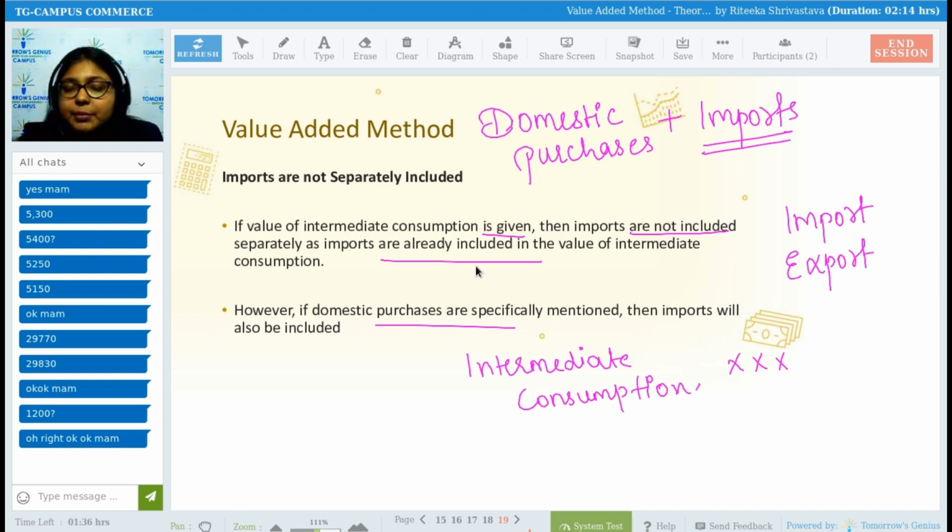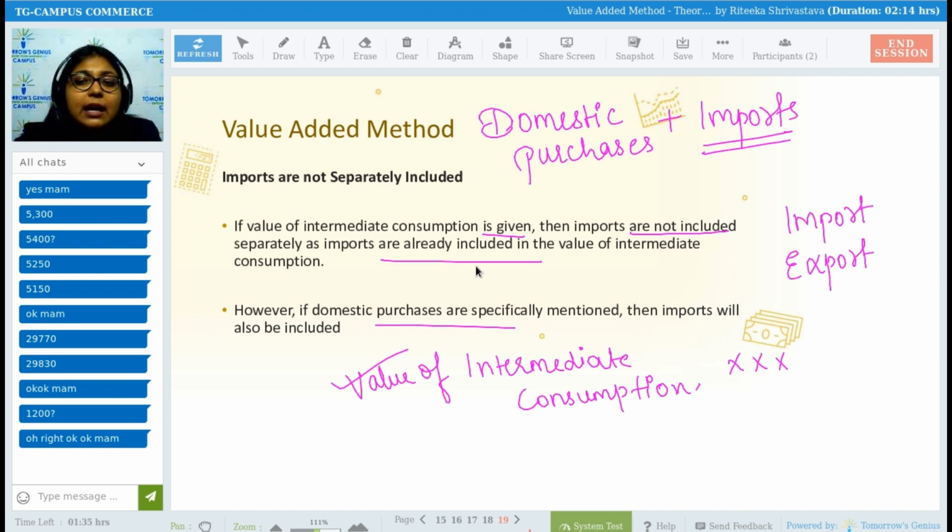If only intermediate consumption is given directly, take that value as it is. But if domestic purchases is given in the question, then you will have to add imports, because while calculating national income, we include both domestic purchases and purchases made from foreign countries. That is the reason if domestic purchases is given, you have to add imports. But if the value of intermediate consumption is given directly, you don't have to do anything with domestic purchases or imports.